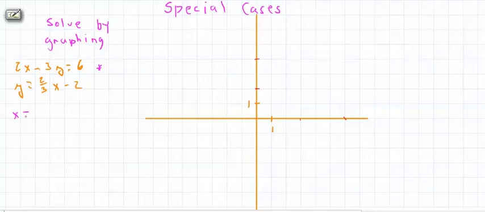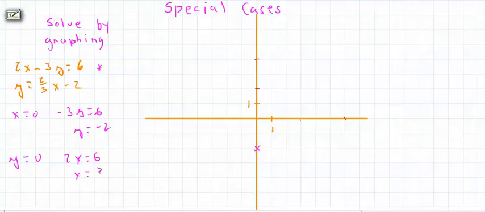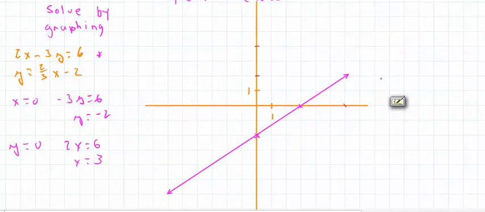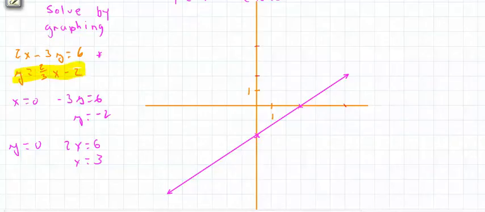When x is 0, negative 3y equals 6, y equals negative 2. So right here is my point. And when y is 0, 2x equals 6, x is 3. And right here is my point. All right, so now let's draw our line and get this to line up. Our line looks like that.